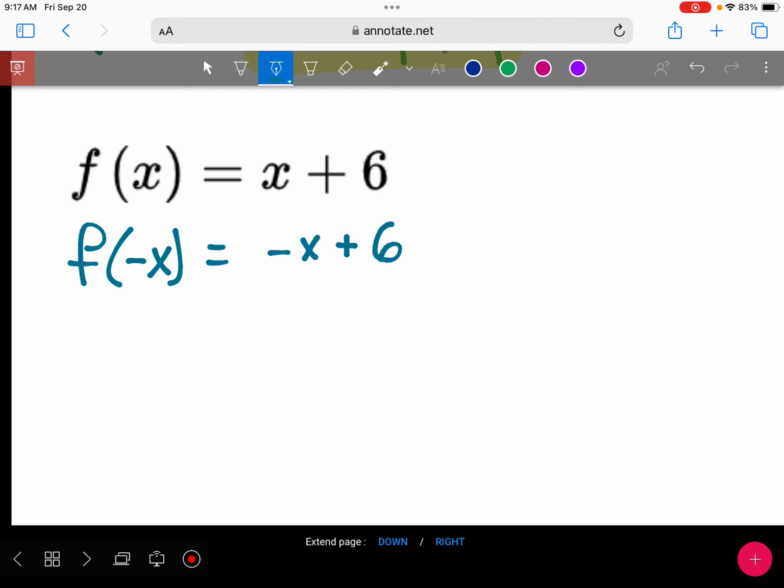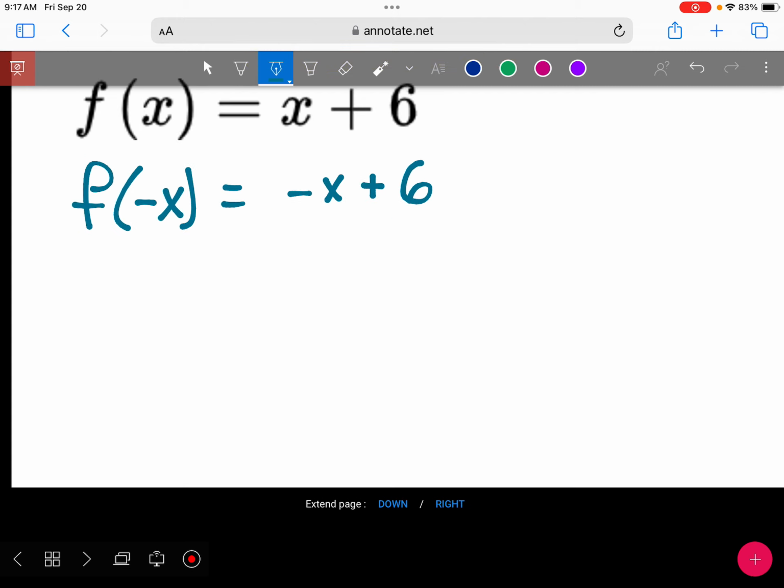Can I simplify anything? Can I factor a negative 1 out? Yeah, let's see what happens when we do. If I factor out a minus 1, what do we get left over? X minus 6. So did this piece exactly match our f of x? No, so we know it's not even. Does this piece exactly match our f of x? No, so it's not odd either. So this one's going to be neither.